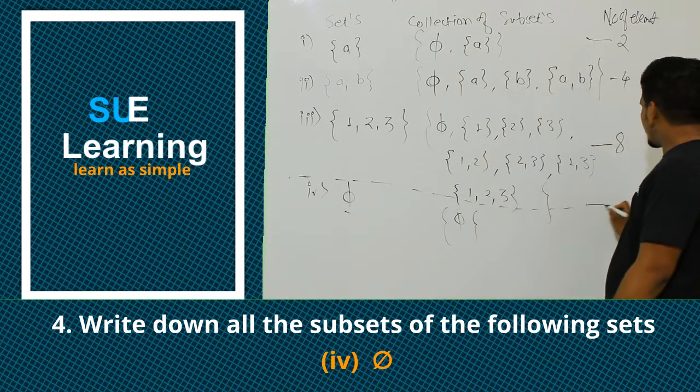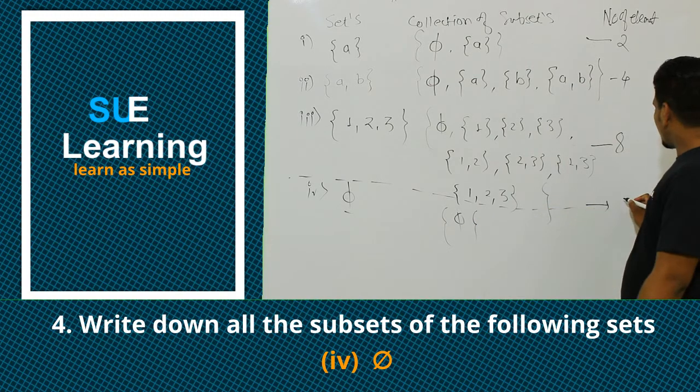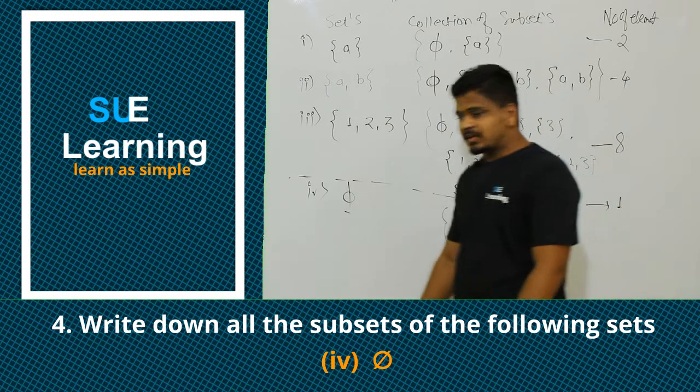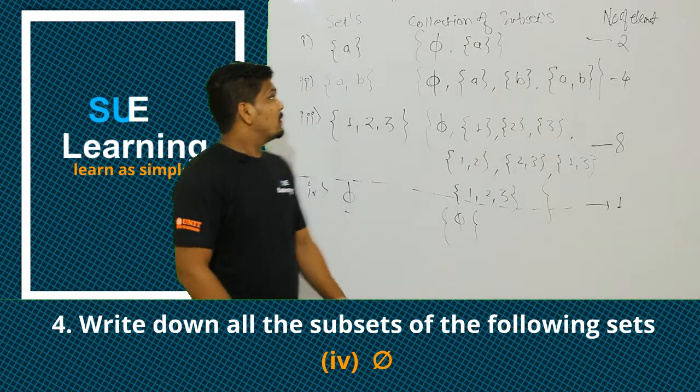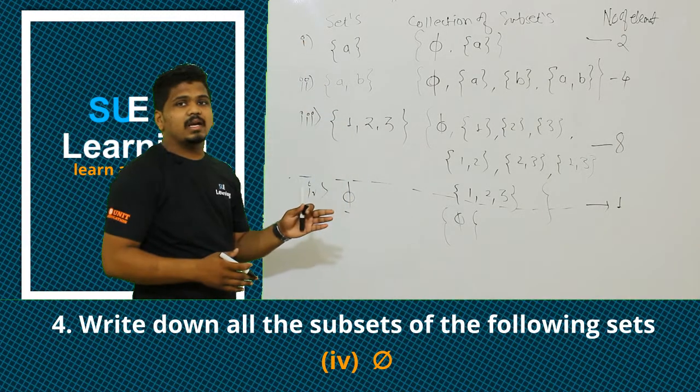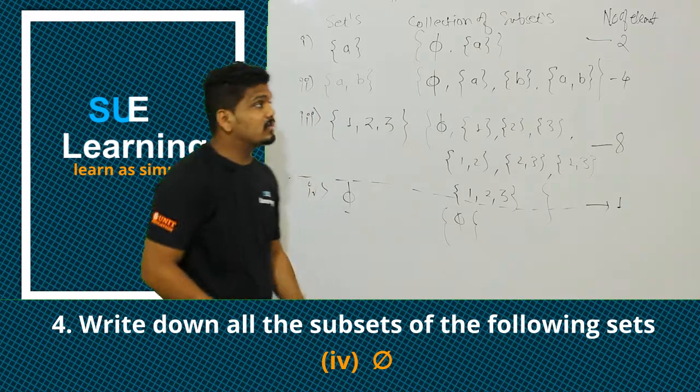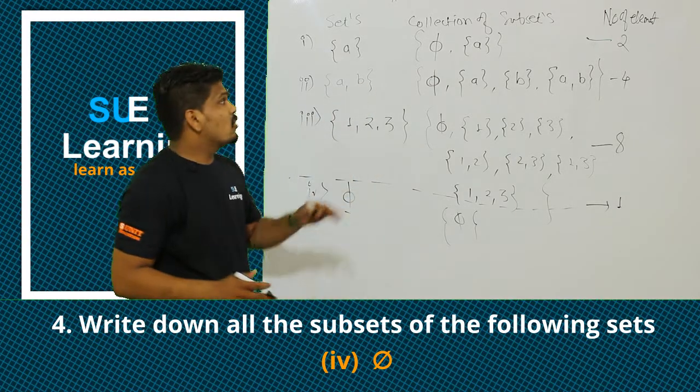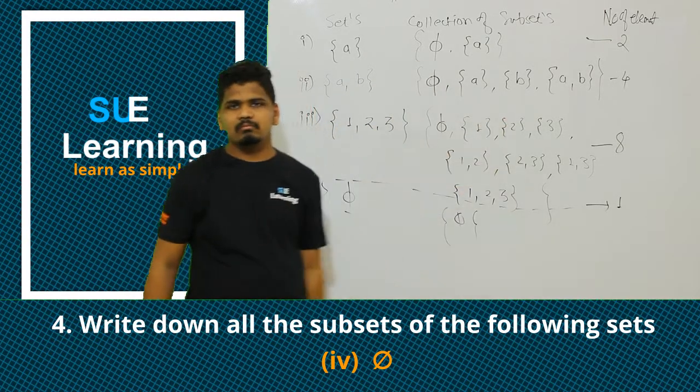If the set is {5}, then 0 remains, and I am getting a subset, the singleton {5}, which means 1. Do you notice any pattern? What is the pattern? By looking at the number of elements in a set, you can guess the number of elements in the collection of subsets of it.